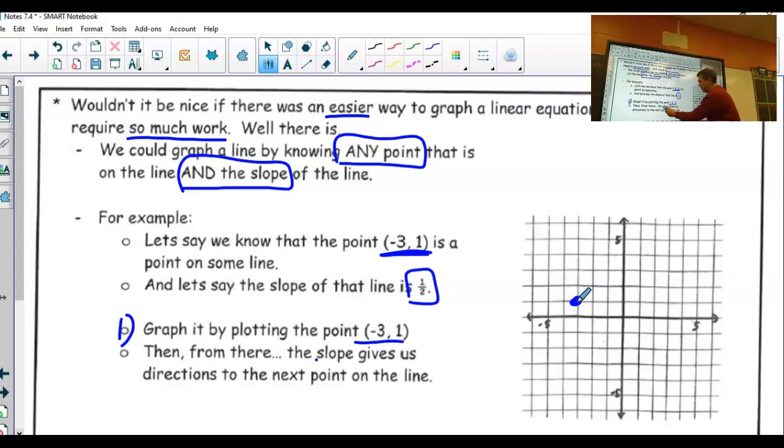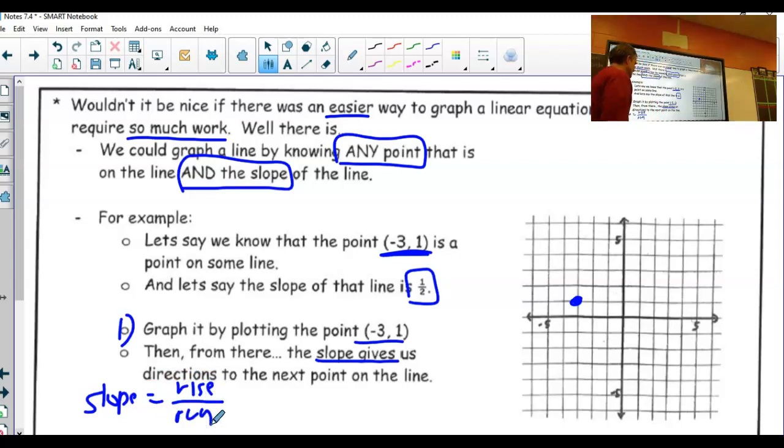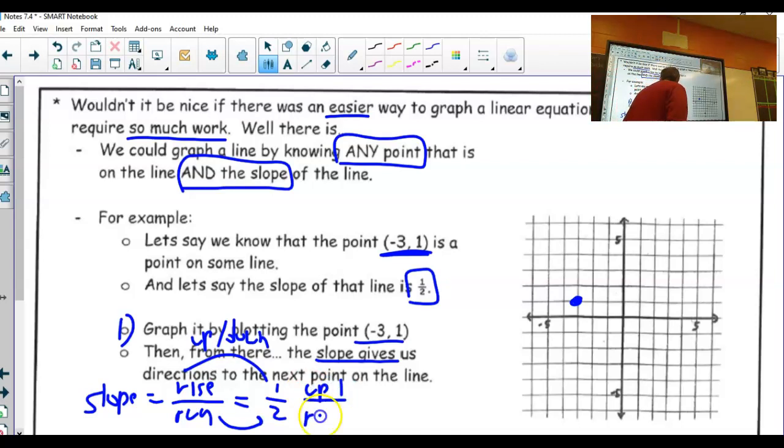And then the slope gives us directions to the next point. Here's how. Remember, slope equals rise over run. So I can use the rise over run to get to another point on the line. My slope is 1/2. So the top number in the slope is telling me how much to go up or down. And the bottom number in the slope is telling me how much to go to the right. This is telling me to go up 1 and right 2. That is what a slope of 1/2 is telling you to do.